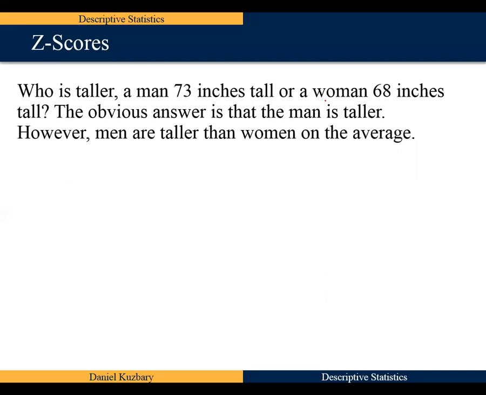The first measure of position we're going to look at is called a z-score, and we're going to use a z-score to answer this question. We've got a man who is 73 inches tall and a woman who is 68 inches tall, and we want to answer the question, who is taller? Well, there's an obvious answer. The man is taller than the woman.